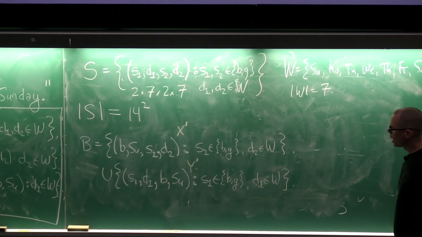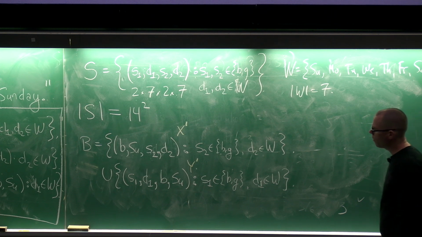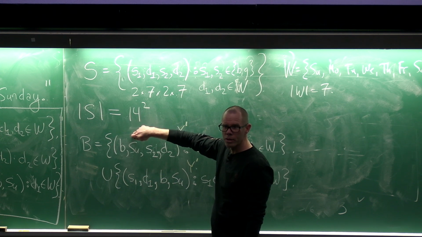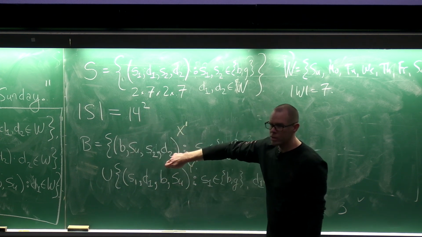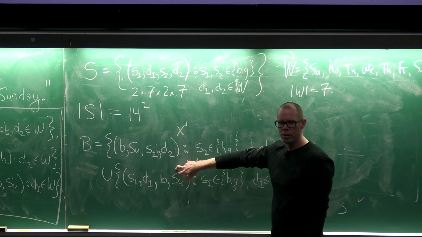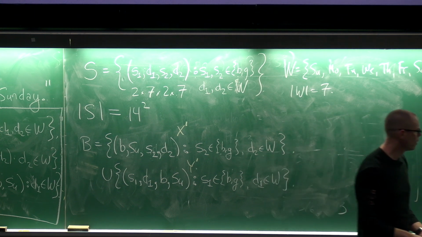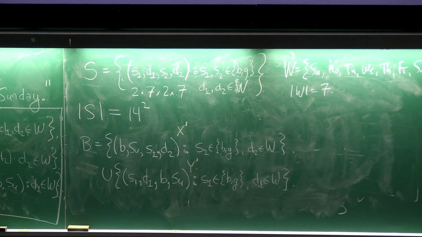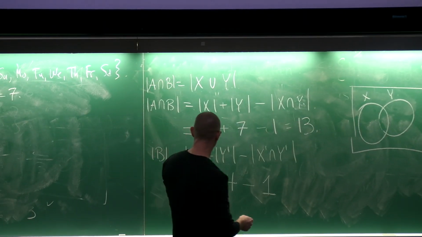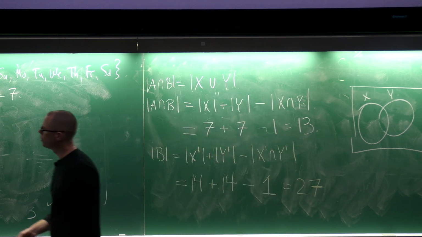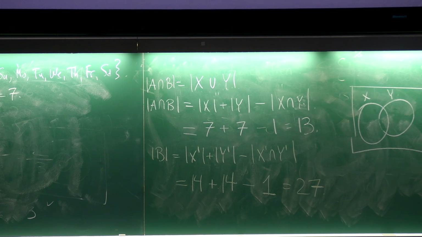Well, X prime intersect Y prime. If you're in X prime, that means the first child was a boy born on a Sunday. And if you're in Y prime, that means the second child was a boy born on a Sunday. There's only one outcome like that, right? That's only one thing in our whole space. So again, we get a -1. And this is 27. And now we should be very concerned that we're not going to get the answer we expect.